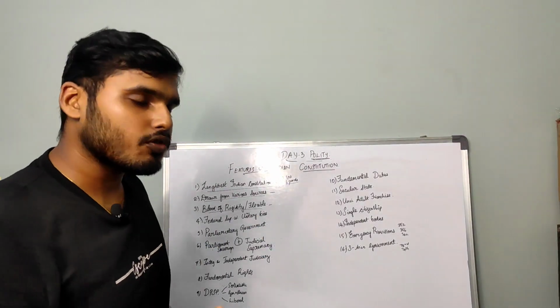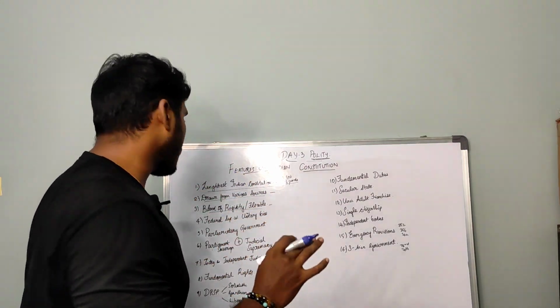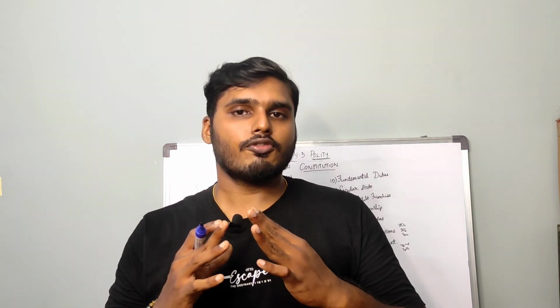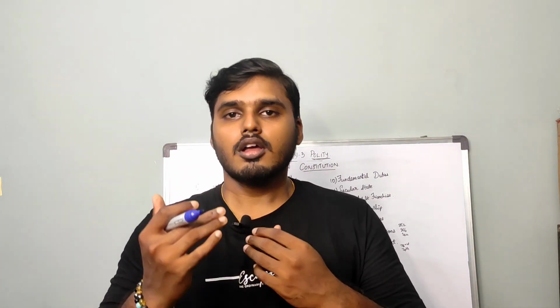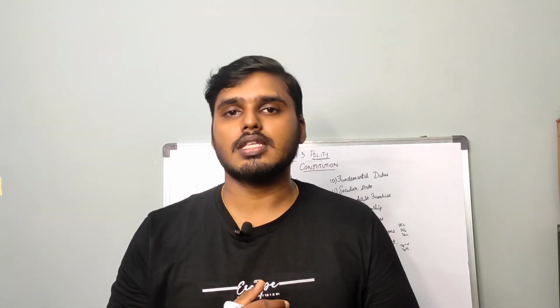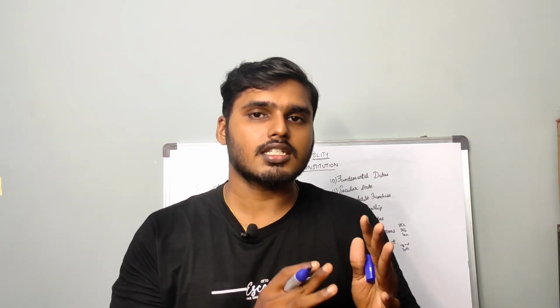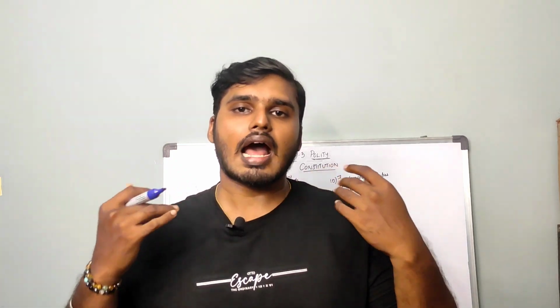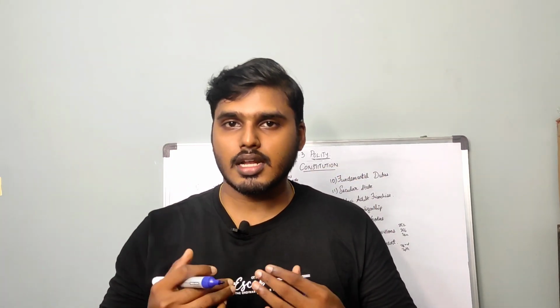The next feature of Indian Constitution that has to be taken into account is the federal system with unitary bias. The system of federalism has been adopted from USA. USA on the whole is a country, but there are 50 states within USA. That's why it's called the United States of America. In India too, though we are a whole as a nation, we also have states within us.